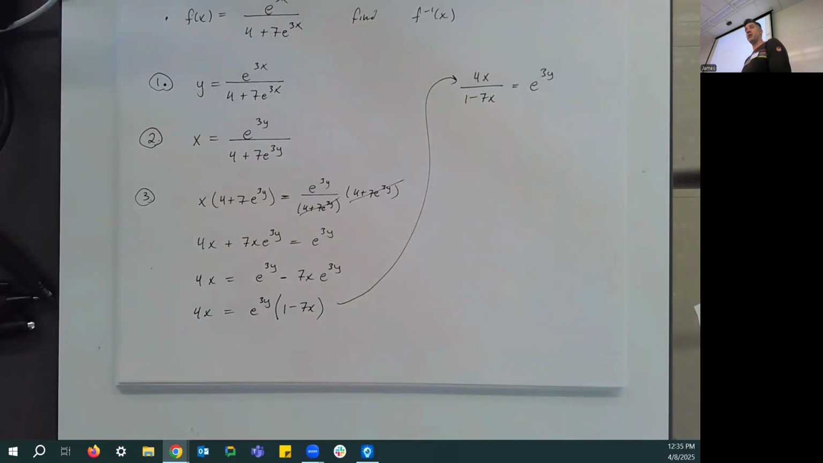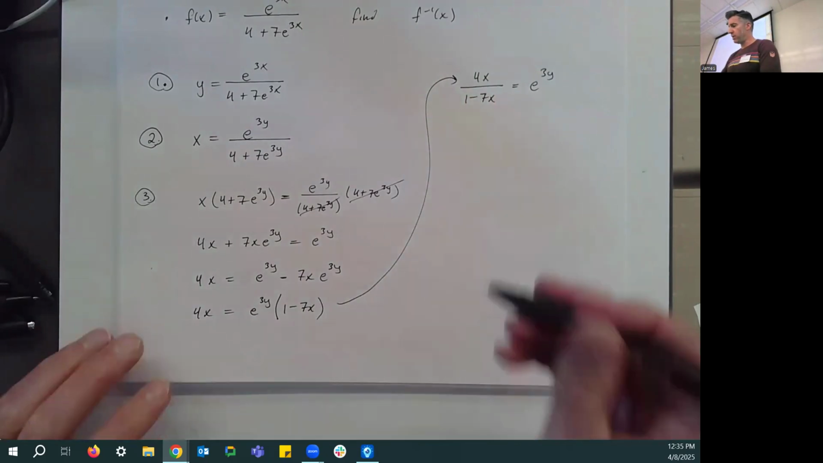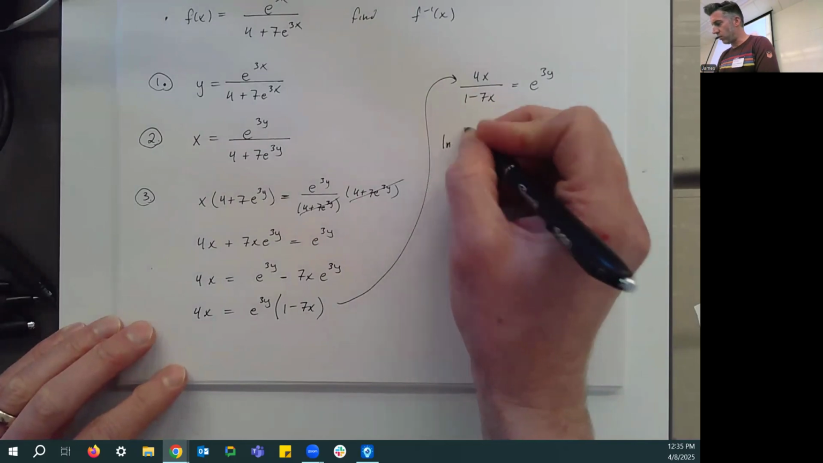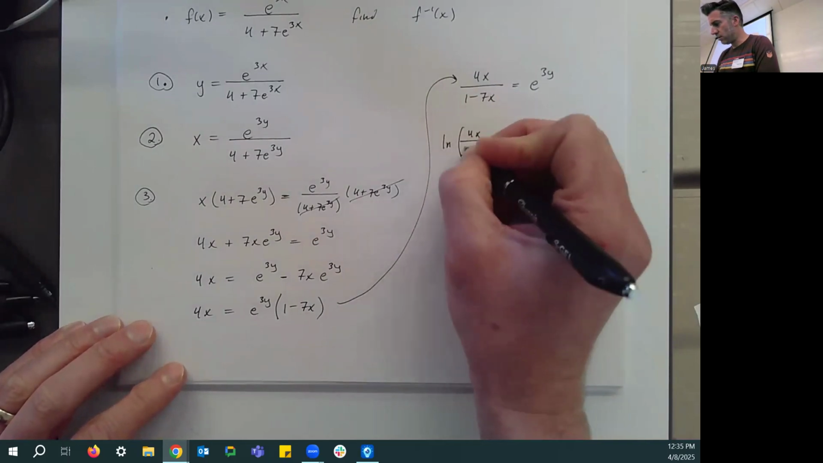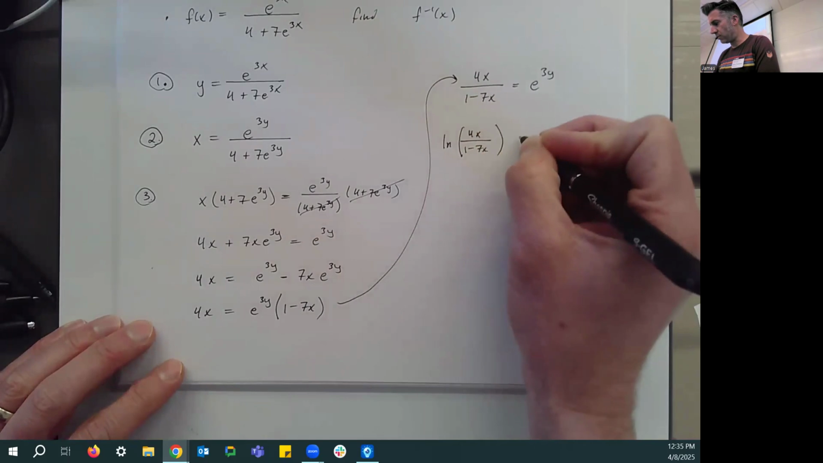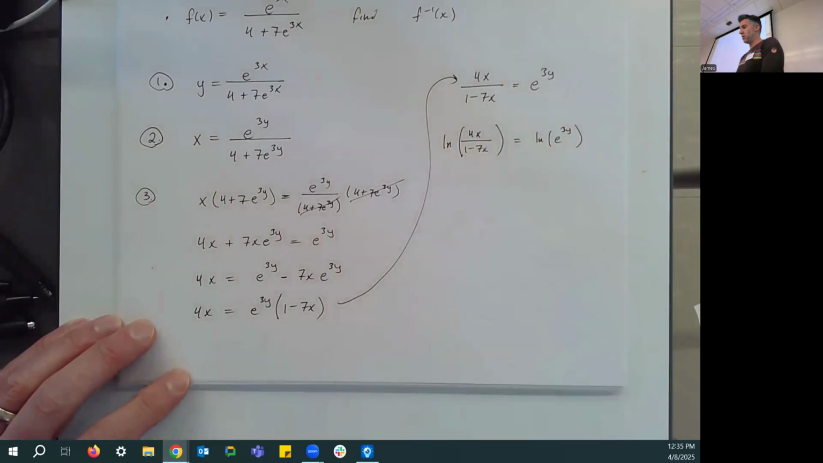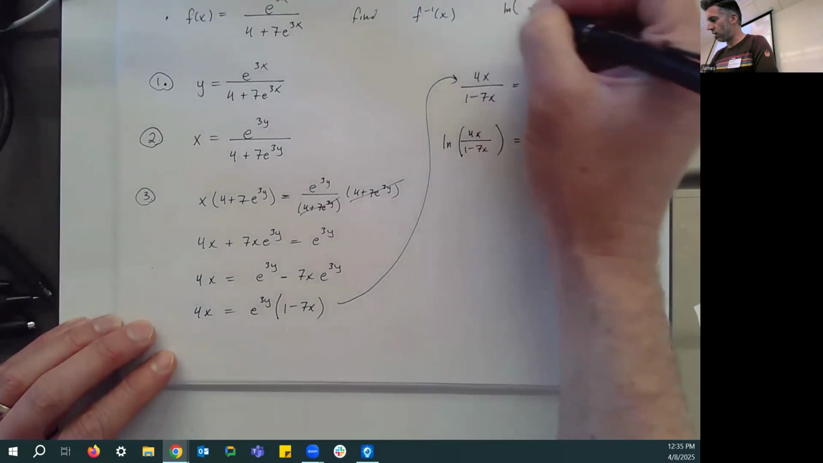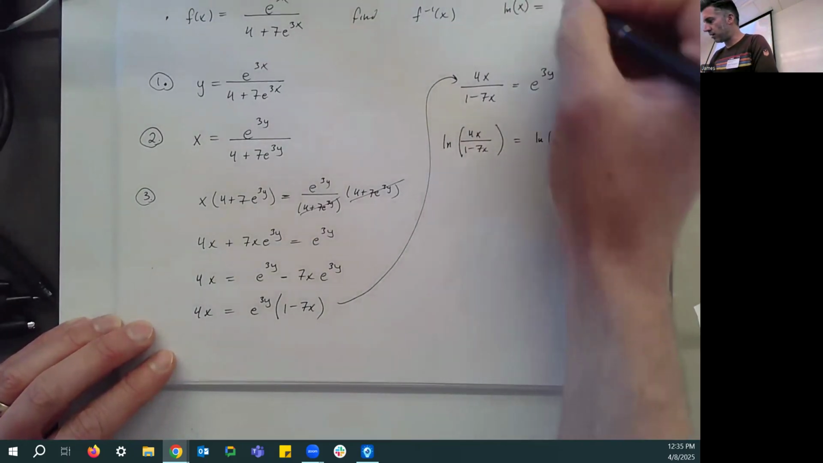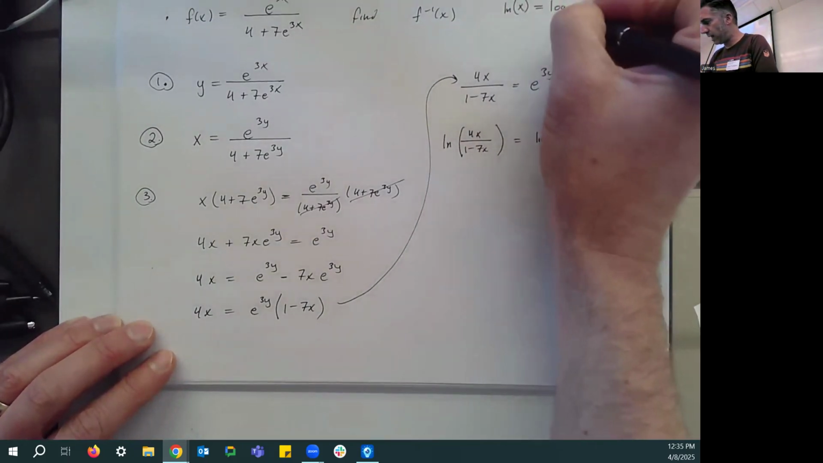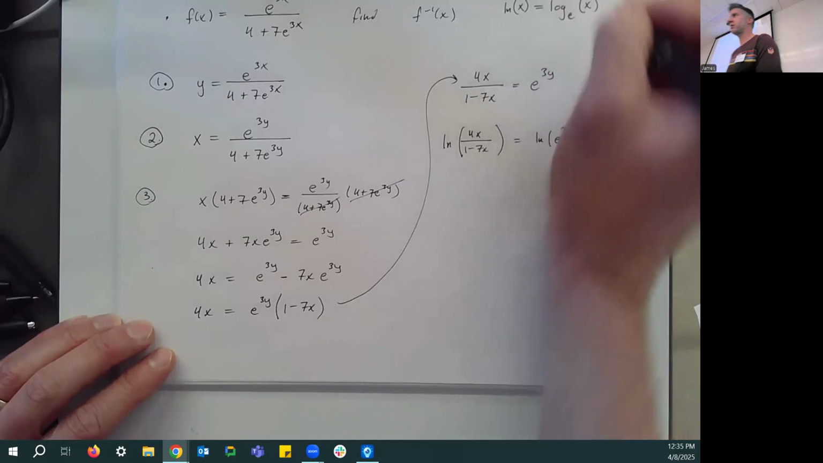And then finally, to undo an e to the something, we're going to take the inverse function of e to the something, which is the natural log of that something. So I'll point out, we're taking the natural log of both sides. And I'll talk more about this in a minute, but for now, I'll just say that ln, natural log of x, is just an abbreviation for the log base e of x.